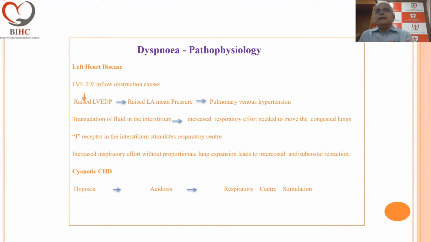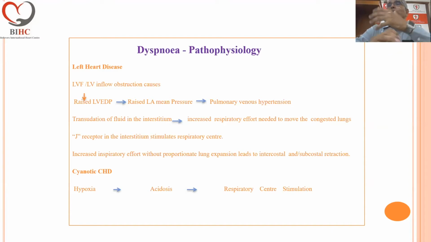A totally different mechanism is at work in the case of cyanotic congenital heart disease. In cyanotic congenital heart disease, you have hypoxia. Let's say tetralogy of Fallot as the example. You have hypoxia, and as a result, there is a stimulation of the respiratory center, and hypoxia brings in acidosis. This also stimulates the respiratory center, and as a result, there is tachypnea.